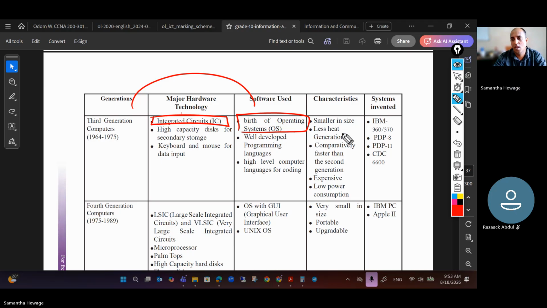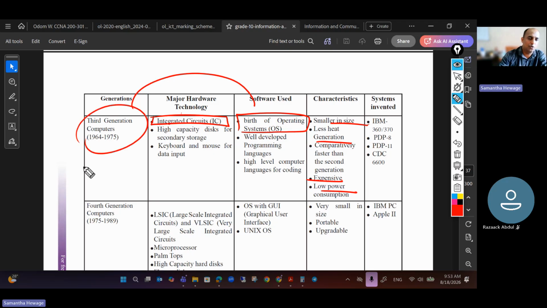Right? And when you look at it comparatively with the second generation, size is small, less power generation, less expensive, low power consumption, something like that. These things come as handy features. So for third generation computers, remember key points: the introduced technology, ICs, integrated circuit, and the birth of the operating system happened in the third generation computers era.